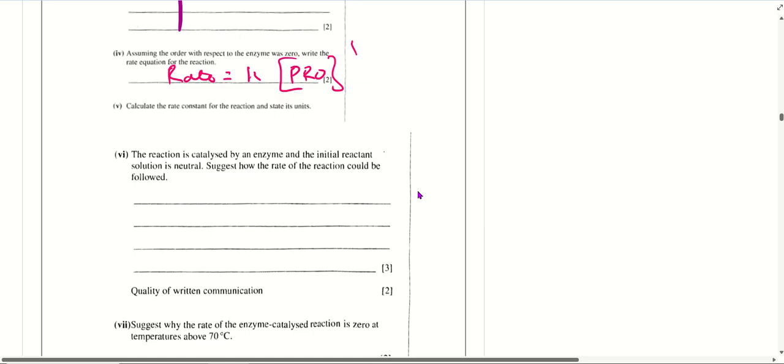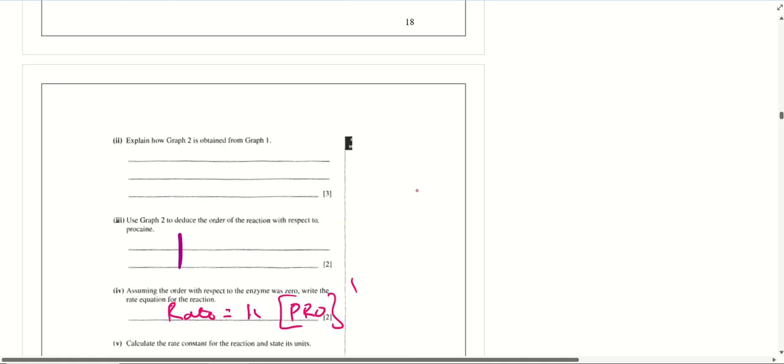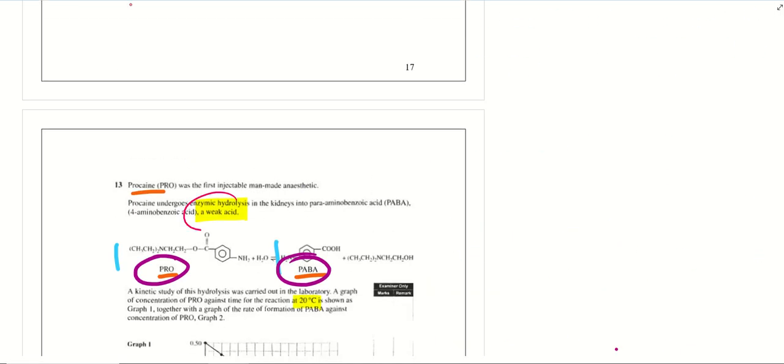The next one says the reaction is catalyzed by the enzyme and the initial reaction solution is neutral. Big clue. Suggest how the rate of reaction could be followed. Now, if we go back up to where I picked out earlier, it tells us that the product is a weak acid. So you can follow this in two ways from your CCEA practical methods. You can either use a pH meter and turn that into concentration of the acid, okay? Or you can quench the reaction.